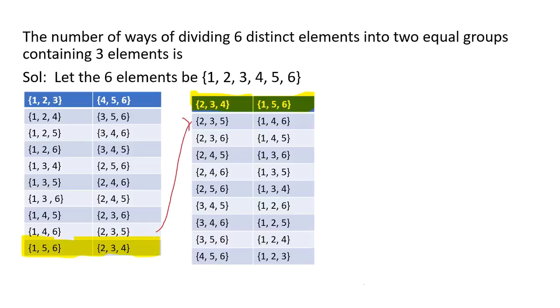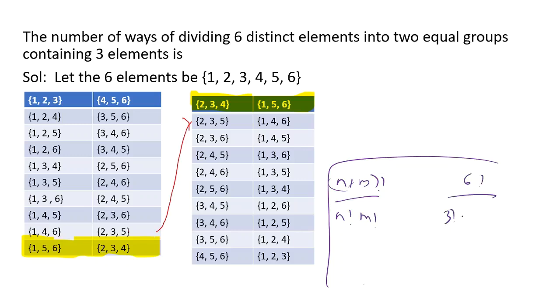So if you want to apply the same result here, I have to divide these 6 objects into 2 groups containing 3 objects each. If I use this same formula, (n plus m) factorial upon n factorial times n factorial, then I will have 6 factorial upon 3 factorial times 3 factorial, which is equal to 6 times 5 times 4 upon 3 factorial, which is equal to 20. So there are 20 ways in which you can divide these 6 objects into 2 groups containing 3 objects each. And these are the 20 ways.